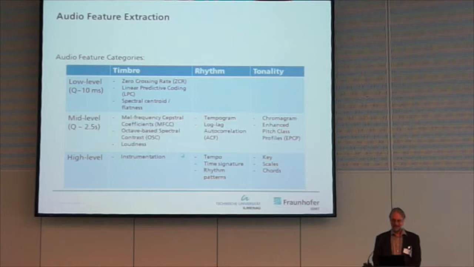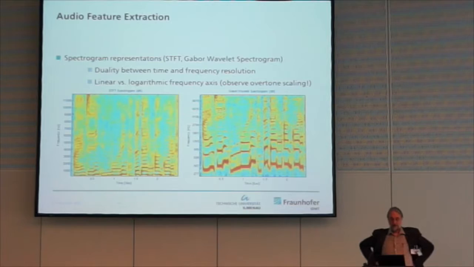So both are more complicated features, but again, mid-level features already use some knowledge about the signal to find out what can be important there. Okay, spectrogram representations could be uniform in frequency or could be a logarithmic frequency axis.